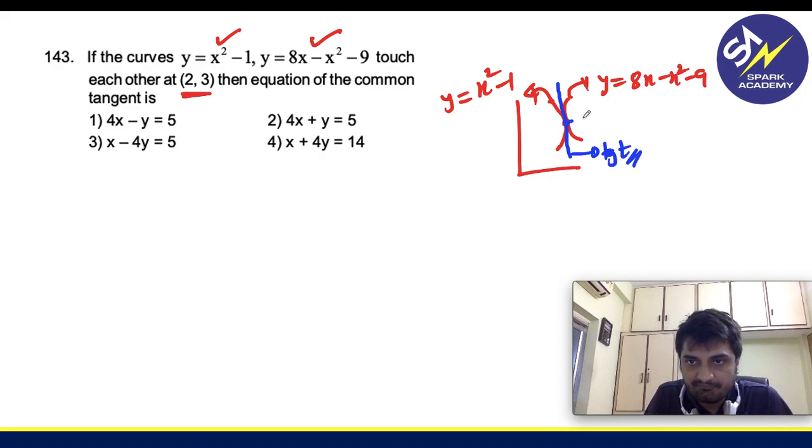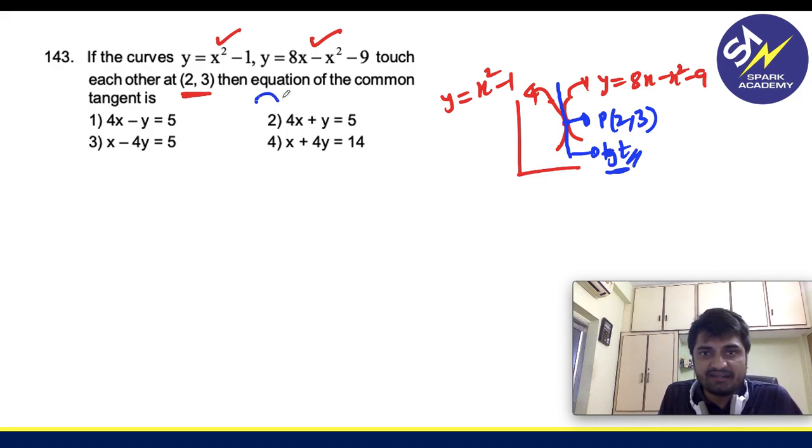Basically, the point of contact will be the same, right? P is (2, 3). Correct? The point of contact will be the same. That also passes through the tangent, right? The tangent passes through the point of contact, correct? So how can we do this? Equation of common tangent is what they're asking.